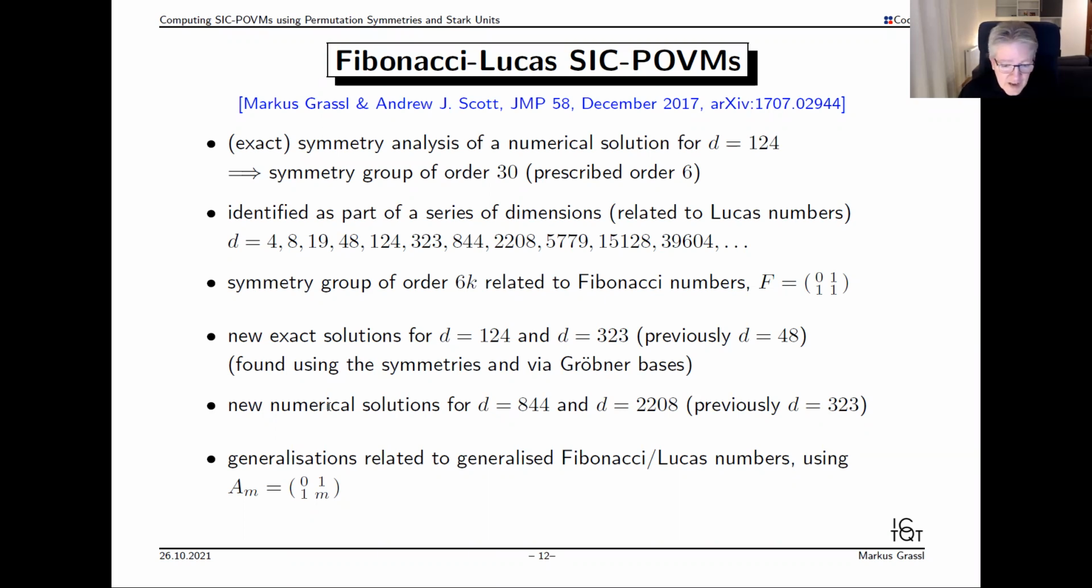Also, yet another unpublished paper is a more or less straightforward generalization where we replace the Fibonacci and Lucas numbers by their generalization. Instead of the matrix given here, which corresponds to the recurrence relation for Fibonacci numbers, we replace just this lower diagonal entry with an integer number m, and we get generalized Fibonacci numbers.